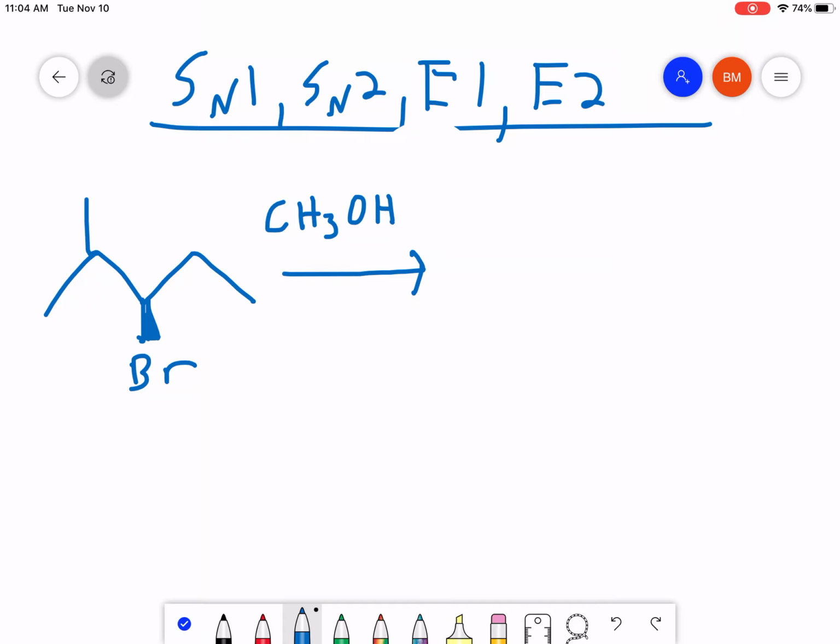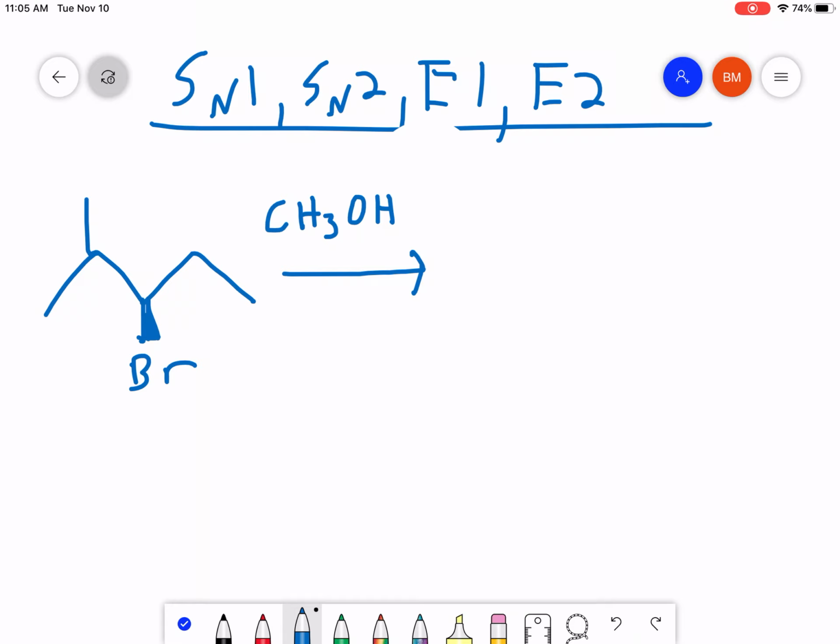Okay? So what I'm doing here is I've got a secondary alkyl halide in the presence of methanol. All right, let's take a look at this. Secondary alkyl halide. What can the secondary alkyl halides do? Oh my goodness, they can do all of these. They can do SN1, SN2, E1, and E2. Is it ever possible to get all four, you may wonder? The answer is no. There's always going to be something limiting it. But it is possible to get two of them. Let's see what we get.